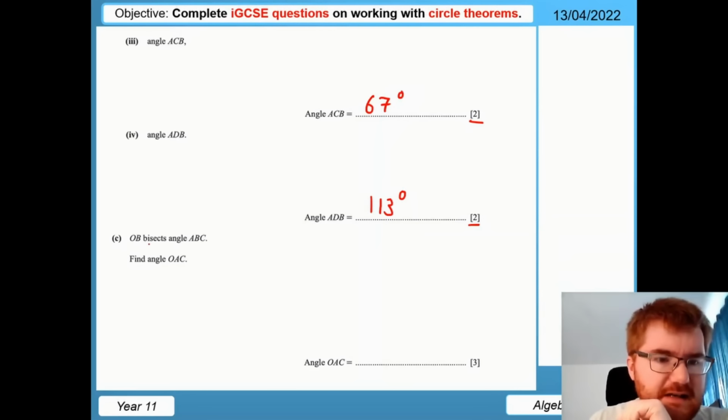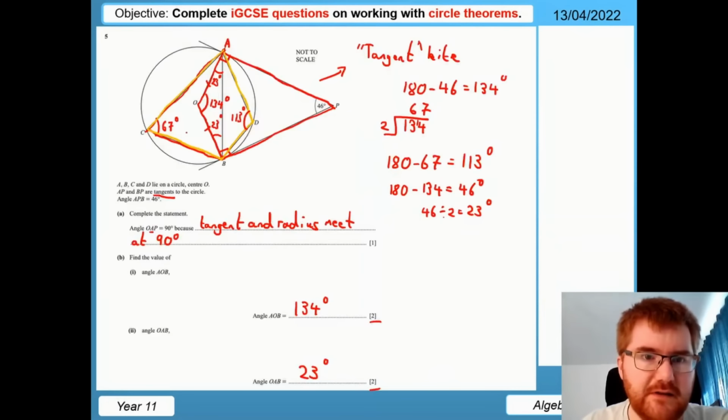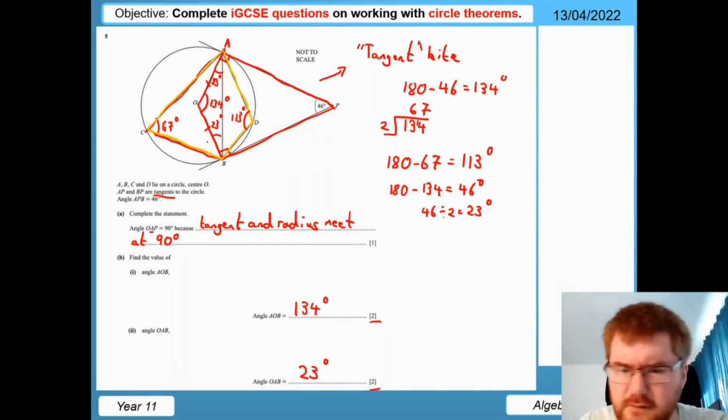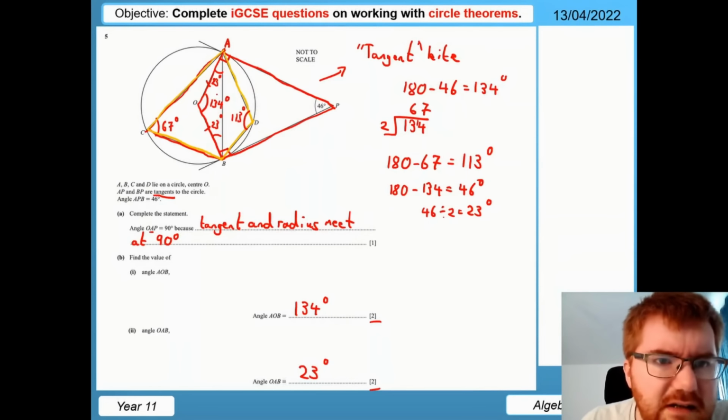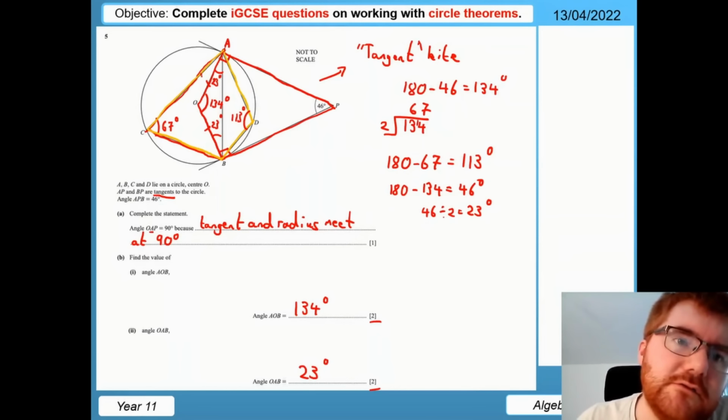Right, and part C, OB bisects angle ABC, find angle OAC. So OB, where's OB? OB bisects angle ABC. Aha, okay. So it bisects it. Right. So it splits up into two. I guess we have to work out this smaller angle, I'm guessing. Angle OAC. We need to work out the angle at the top here. Okay, interesting.